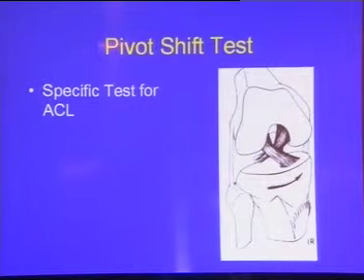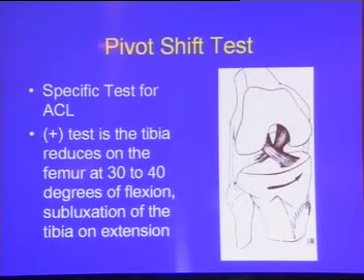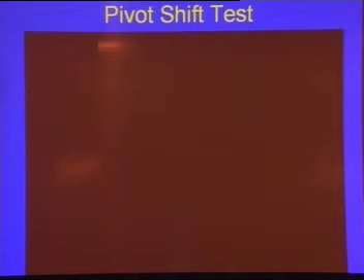Now, coming to the very specific test for ACL, that is the pivot shift test. Pivot shift test is done with the knee in extension. You give a valgus force and internal rotation of the tibia, and then the tibia would sublux anterolaterally. And in case you flex it further, the tibia will reduce spontaneously. So this is the basis of the pivot shift test, and this is a very specific test for ACL.